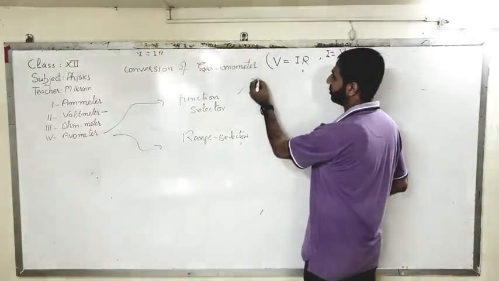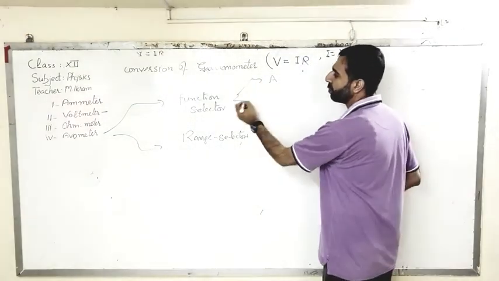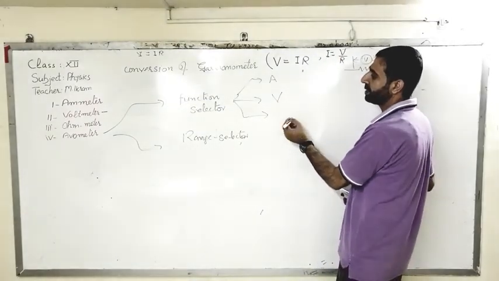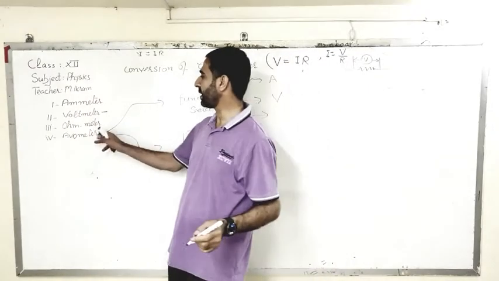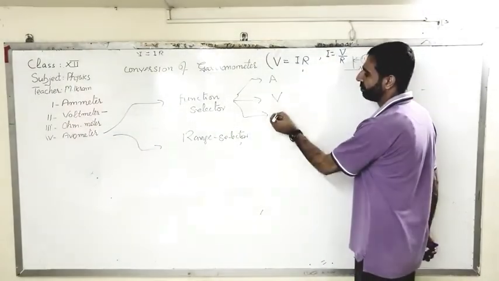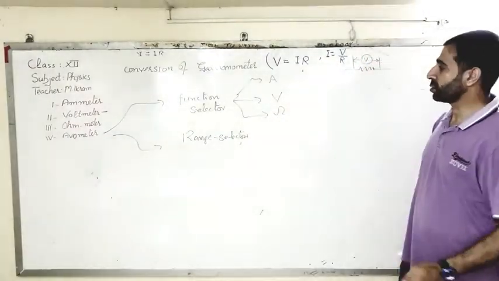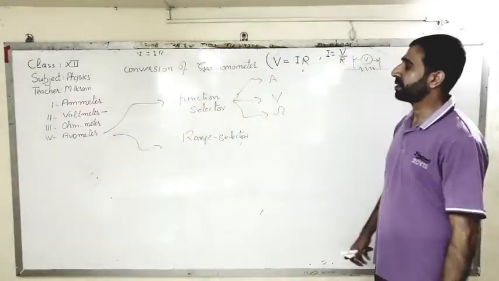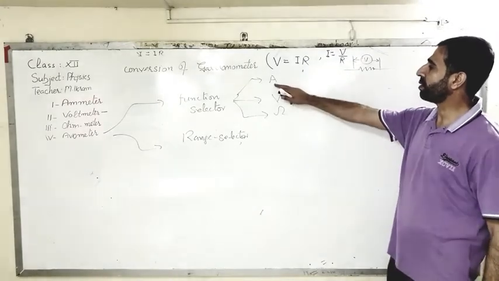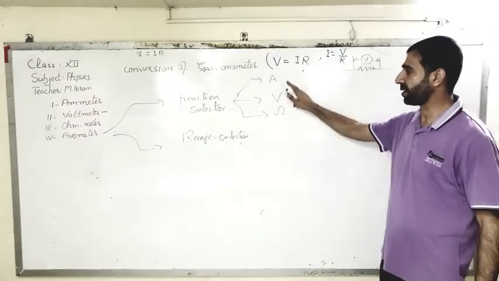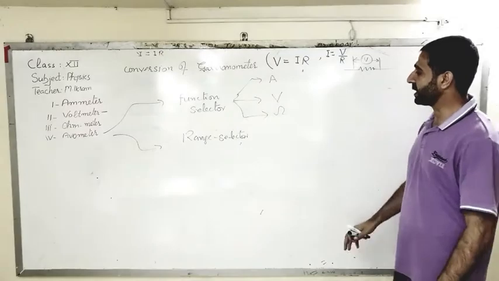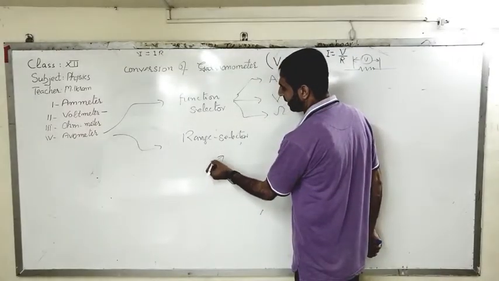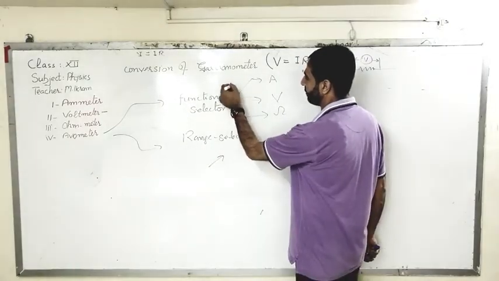For example, whether you measure current, whether you measure potential difference, or whether you measure the resistance in ohms, which one you are measuring. So the function selector should be adjusted first and set to that physical quantity, for example for current or voltmeter or ohm meter, and then there is the range selector. So this is the range selector and this is the function selector.